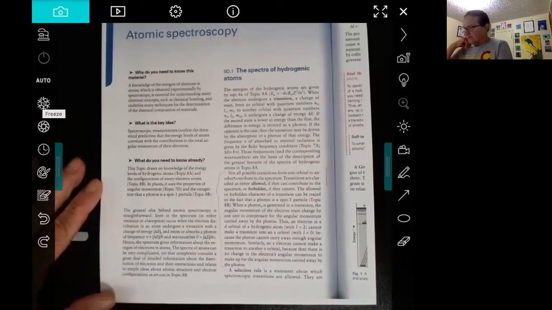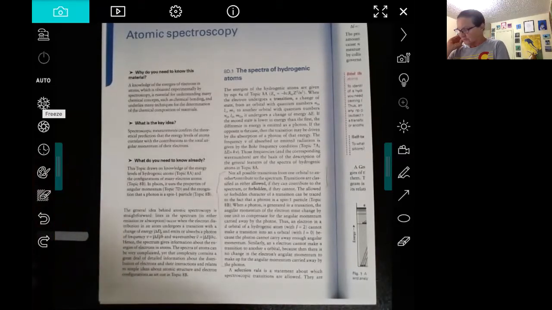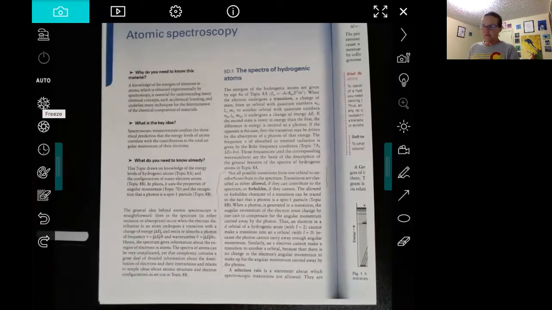You can't measure all of them because it turns out that there are things called selection rules, and a selection rule is just a statement about which transitions are allowed.